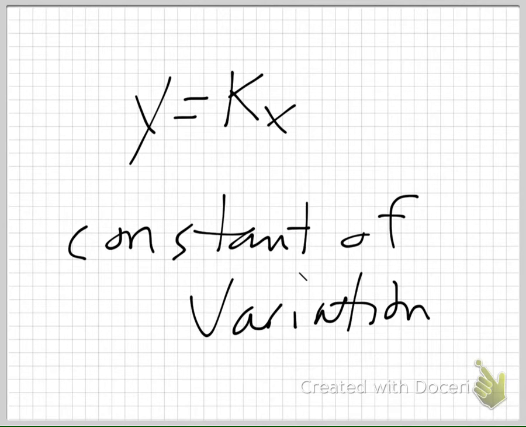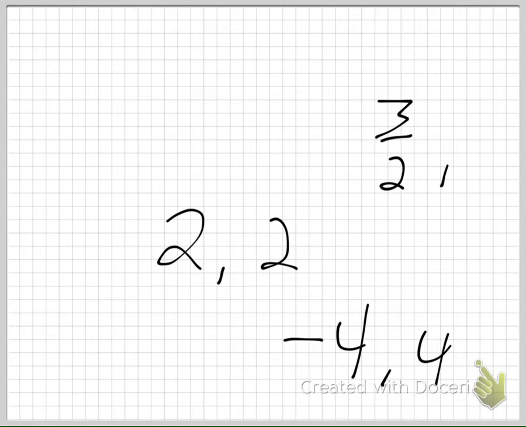In the book, a lot of times they'll want you to name the slope and the constant of variation. And the answer is always like 2 and 2, or -4 and 4, or 3 halves and 3 halves, because they're the same thing. To find the constant of variation by looking at a graph, all you're going to do is the exact same thing you would do for slope, right?